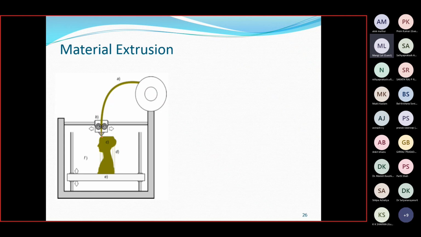At this point, that melted filament will drop here. This machine will go this side and that side, and then it will start printing like this. Okay, so you can see lots of videos on this working, and I hope most of you have seen this type of printer somewhere. This is a very common way, the most common 3D printing process.